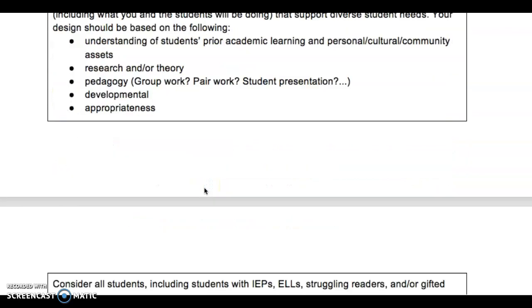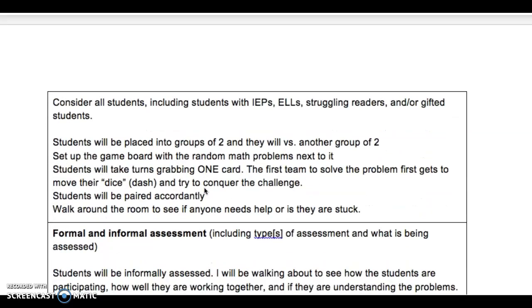Going into the procedure of it all, students will be placed in groups of 2, and that is going to be their team, and they're going to verse another group of 2. So there's a total of 4 students at a station around a board game. The stations will be scattered around the room, and they'll have a game board set up with random math problems next to it. They're going to each take turns grabbing 1 card at a time.